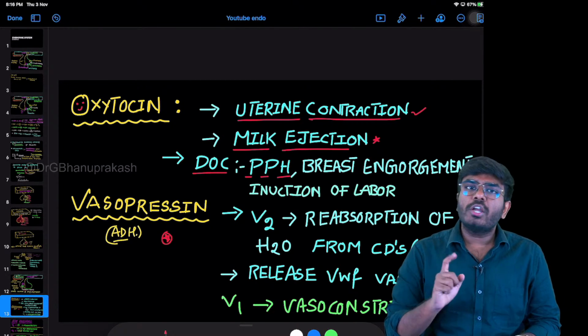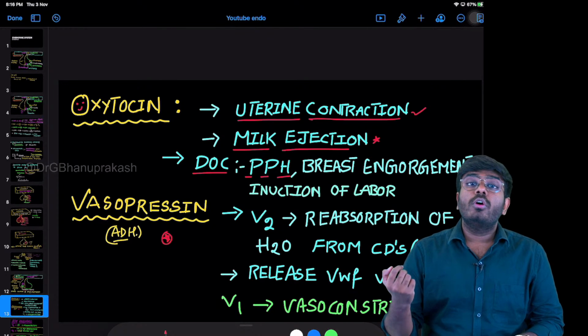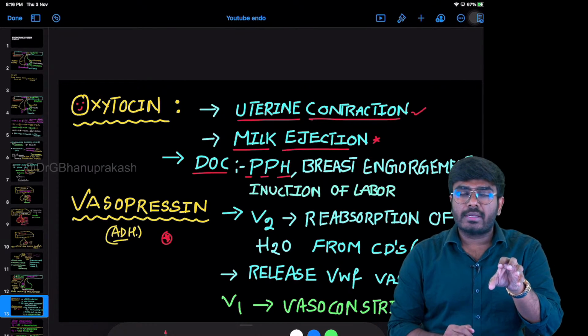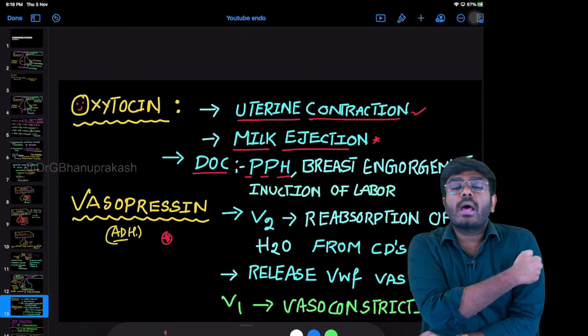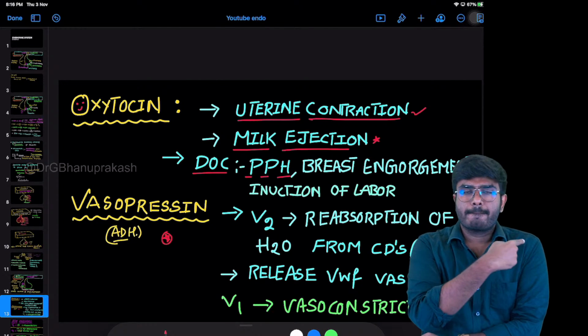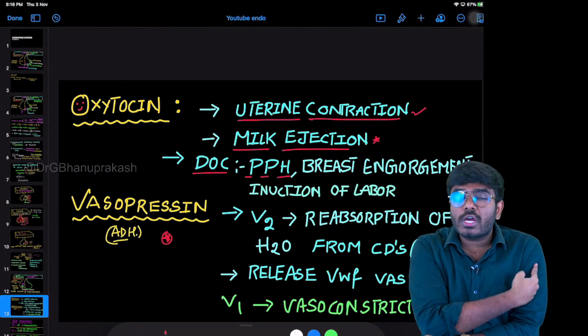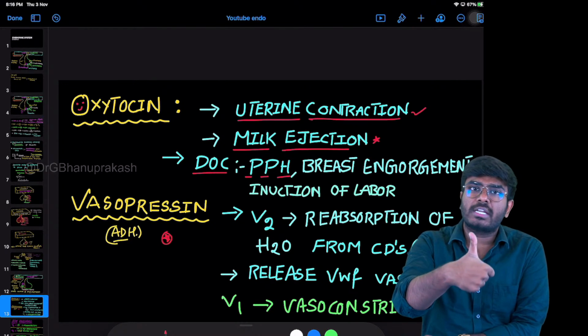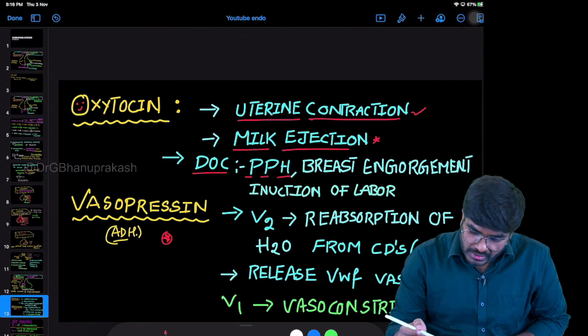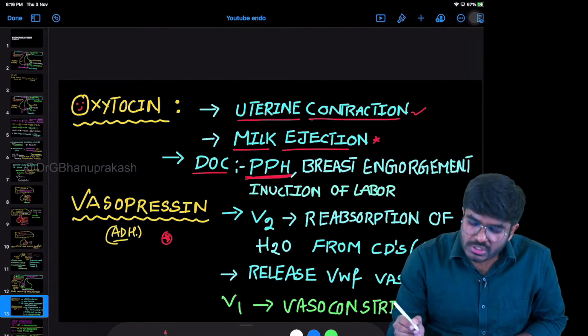Now what do you have to do as a good doctor? You have to make this uterus contract, so give her a bolus of oxytocin. So oxytocin is used as a drug of choice to treat postpartum hemorrhage. To treat postpartum hemorrhage, you have to use oxytocin.